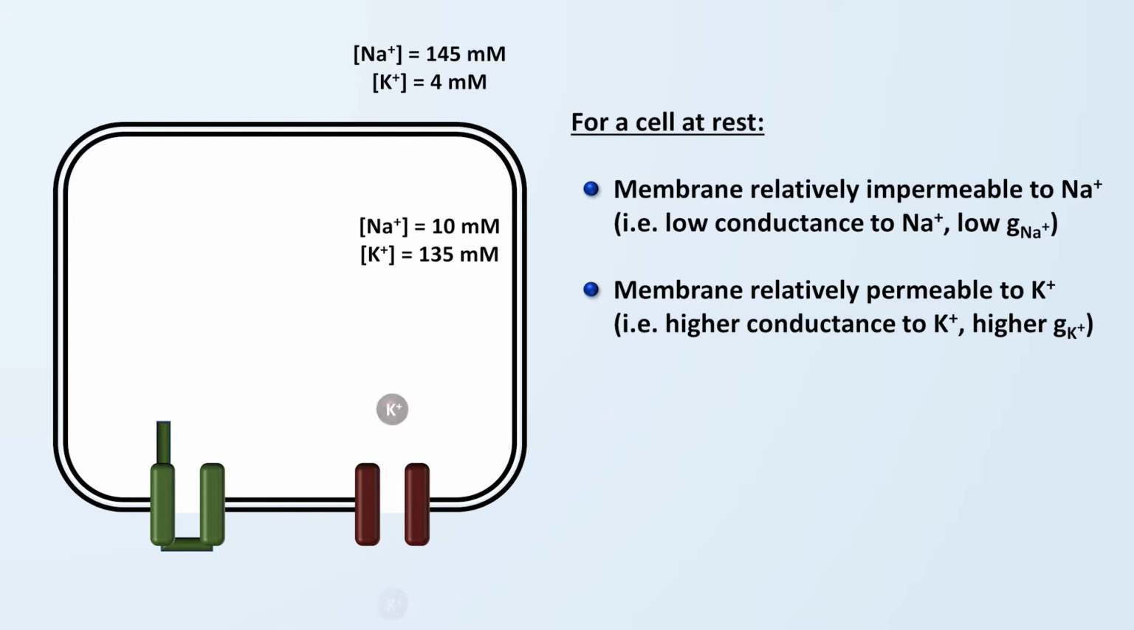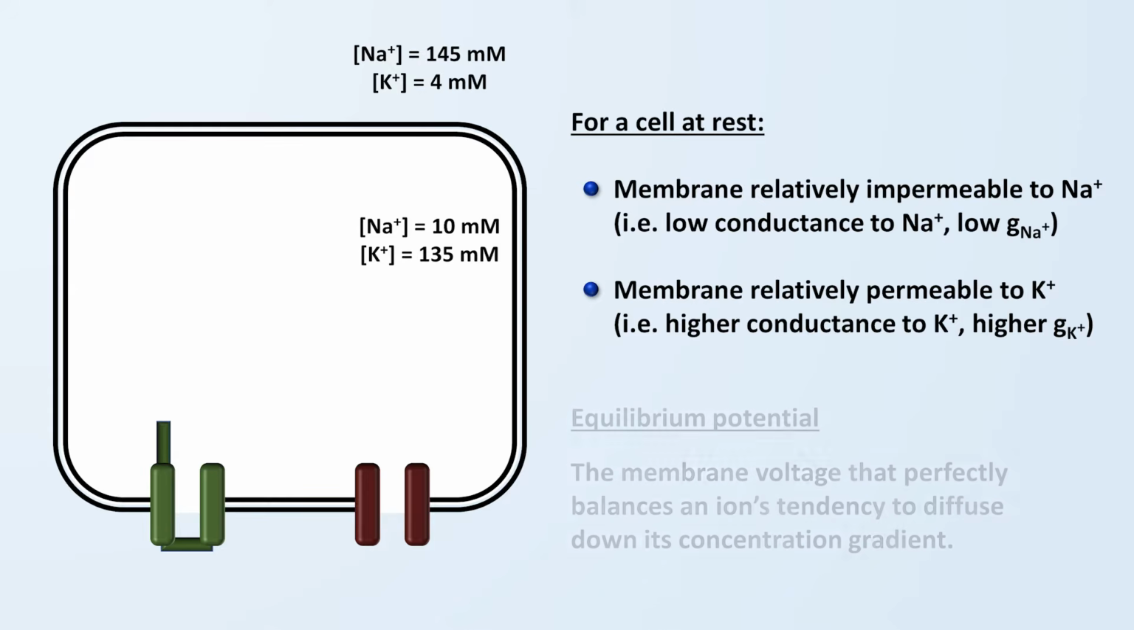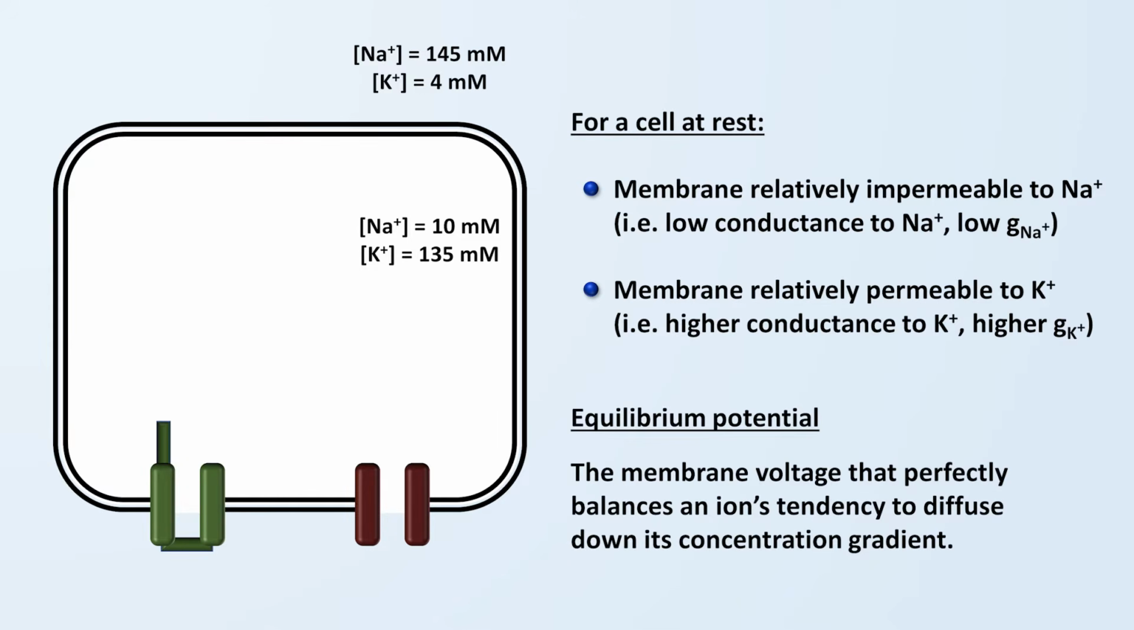At some point, an equilibrium is reached in which the chemical gradient driving potassium out of the cell is balanced with the electrical gradient pulling potassium into the cell. The membrane potential at which this equilibrium is reached for potassium is called the potassium equilibrium potential. In other words, the equilibrium potential of an ion is the membrane voltage that perfectly balances that ion's tendency to diffuse down its concentration gradient. It's the potential at which the ion is in its electrochemical equilibrium.